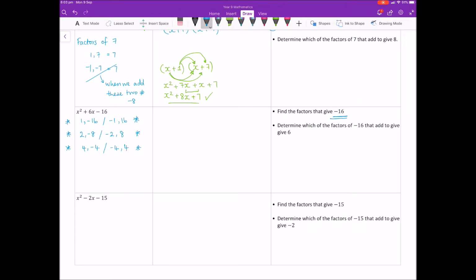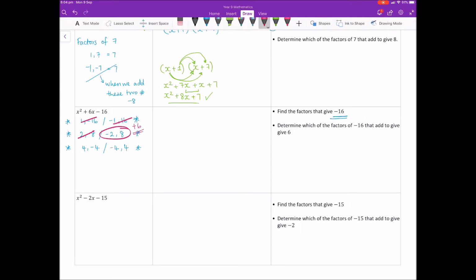This is where it gets a little bit tricky, and you need to make sure that you're practicing your negative number skills. If we take a look at our combinations, 1 plus negative 16 is not going to give us positive 6, so we can cross that out. Just like negative 1 plus 16 is also not going to give us 6. If we add 2 to negative 8, we're going to have negative 6. So we're getting close, but not quite there. But then if we look at the next one, negative 2 plus 8, if we add those two together, we definitely get positive 6.